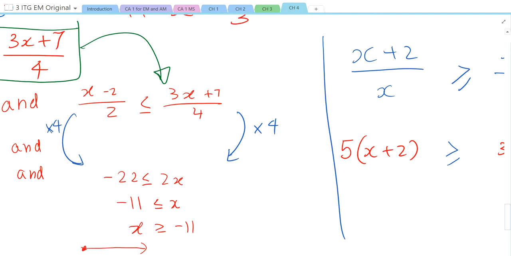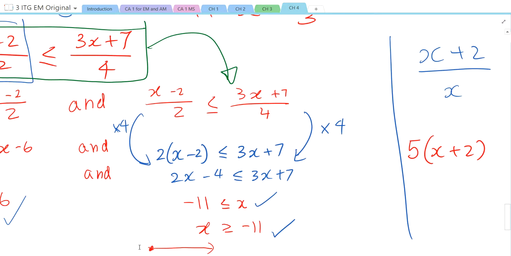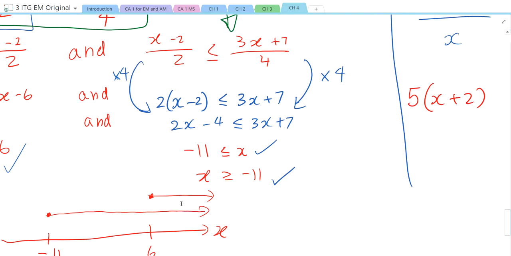On the left hand side, after I multiply by 4, I get 2x minus 2, less than or equal to 3x plus 7. So we get 2x minus 4 less than or equal to 3x plus 7, and everything else should be the same. X, okay, this part is correct. So x is greater than negative 11. What? Shouldn't be. Very rare.